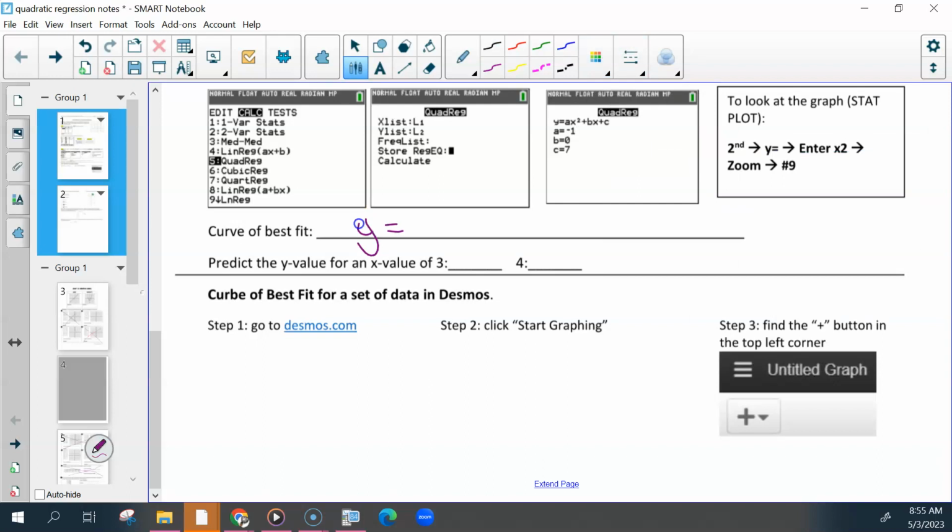Y equals, our A value is -1, so you can put -1 or just negative, X squared, either or, doesn't matter. We don't have a B value, so we're not going to have a BX term at all. And then our C value is 7, so plus 7.